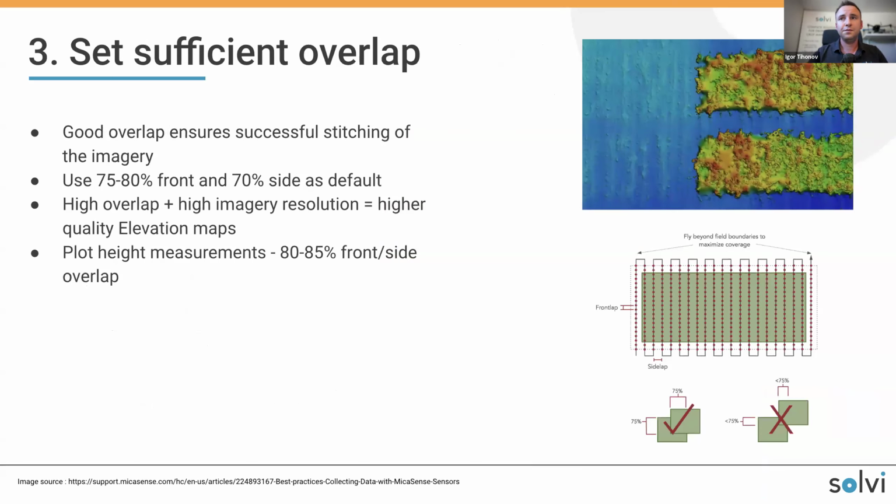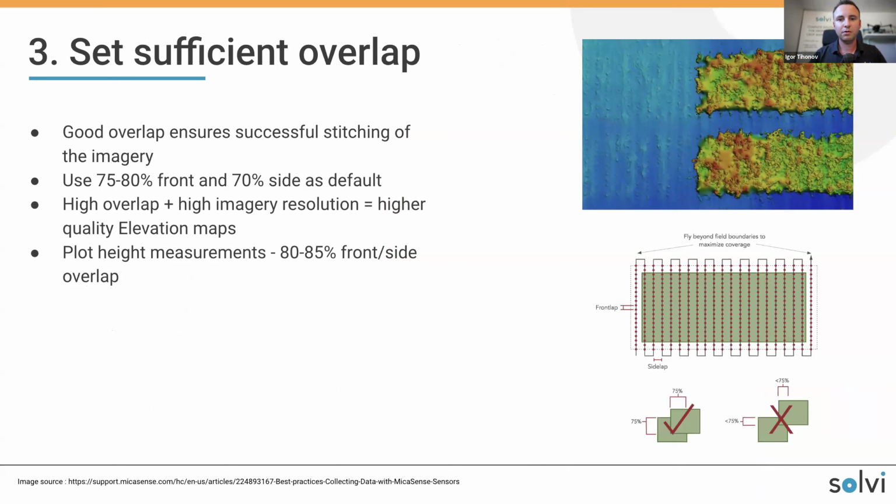Number three, set sufficient overlap. As I mentioned before, overlap is really important for successful stitching of the imagery. As a rule of thumb, I would recommend going with 80% front overlap and 70% side overlap. If you're mapping a really large area, you can try to lower front overlap to 75, maybe even 70%.